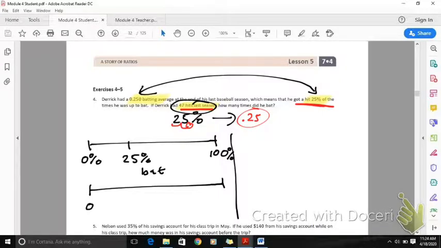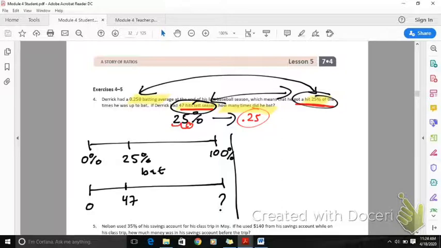It also says he got 47 hits. So 47 hits is 25%. That's the relationship between the two. The 47 hits is the 25%, so 47 will go here. They want us to figure out how many times did he bat. That means how many times did he go up to try to hit. That's the total. That's what we're trying to figure out. That's 100%.